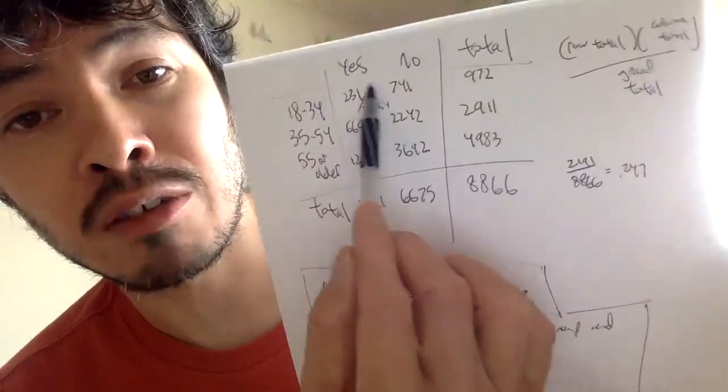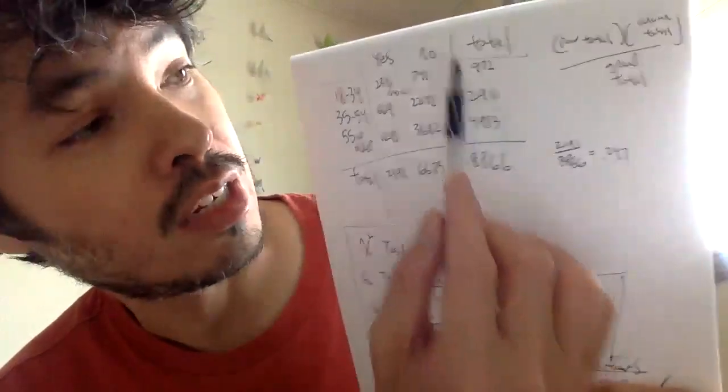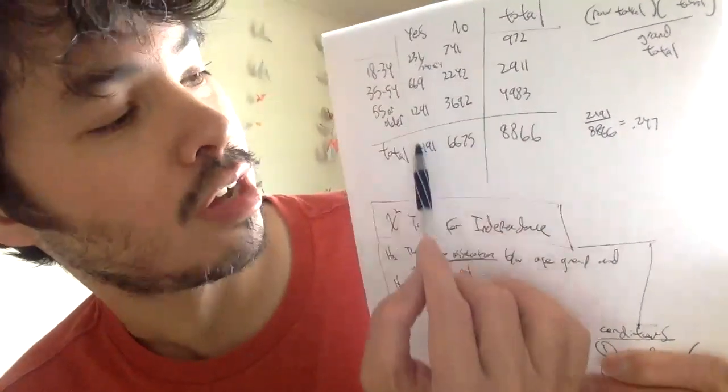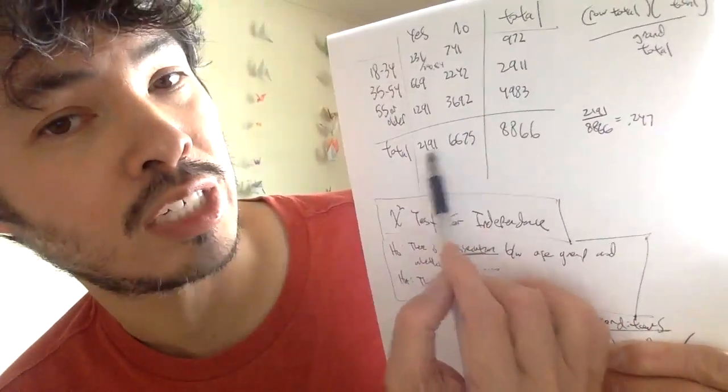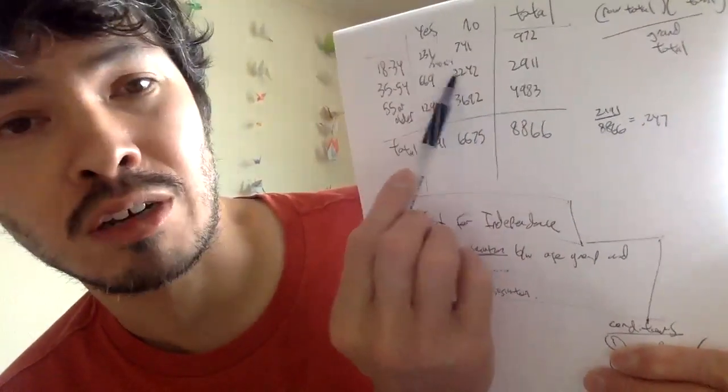Another way to get to that expected value, the same way but in formula form, is the row total times the column total divided by the grand total. And that's just what we did. So to get to this 240, the expected value for this cell, for yes, for 18 to 34-year-olds, you do the row total, 972, times the column total. So 972 times 2191, get that product, divide it by 8866. That'll get you to that 240 also.